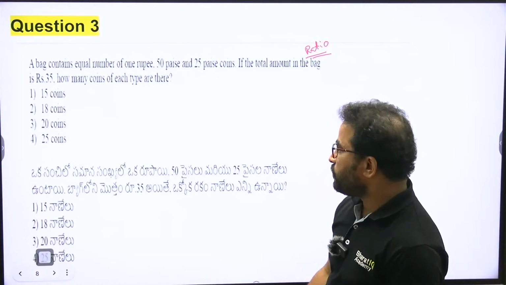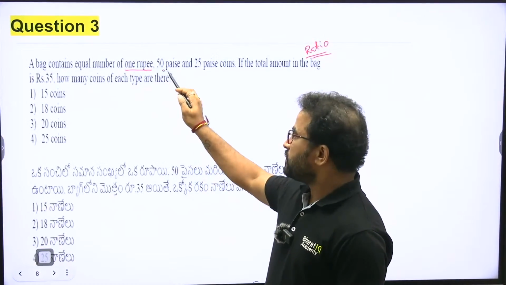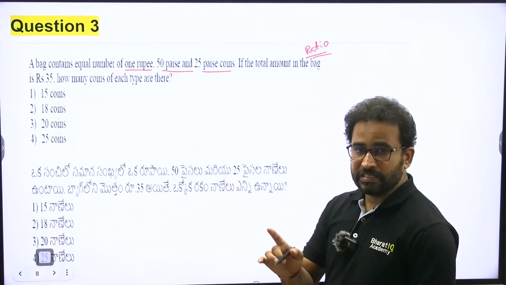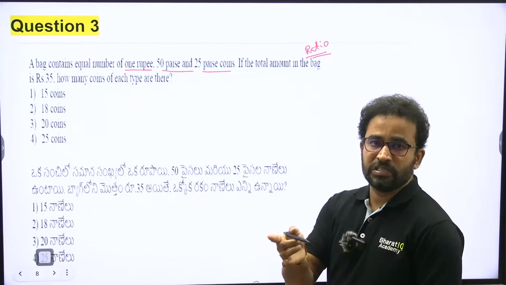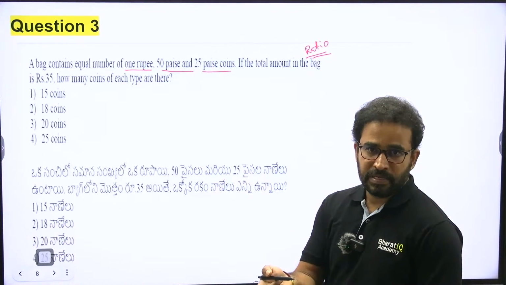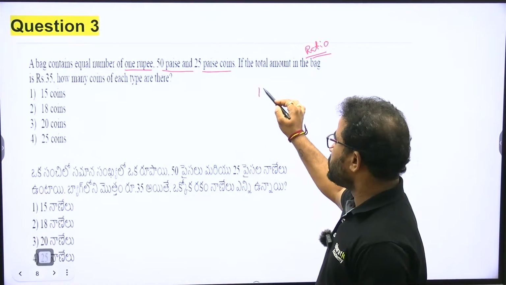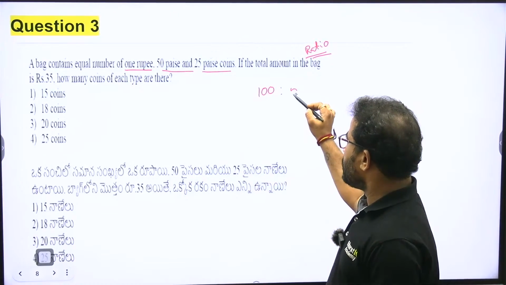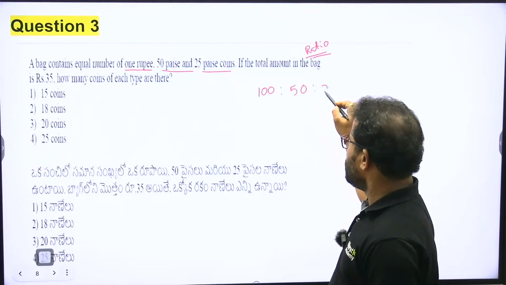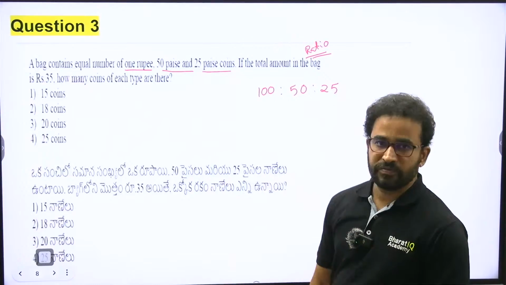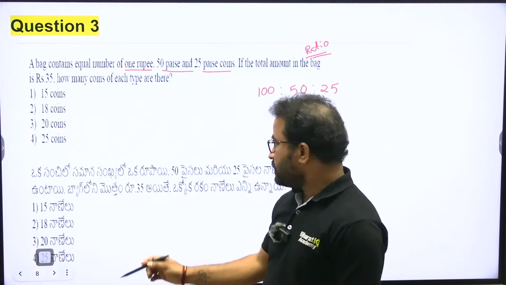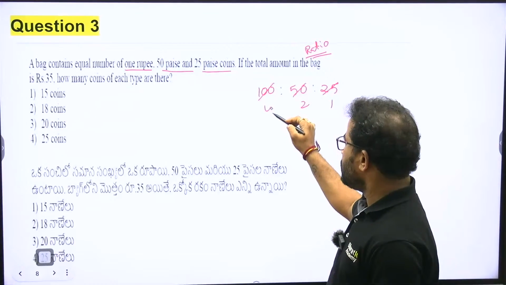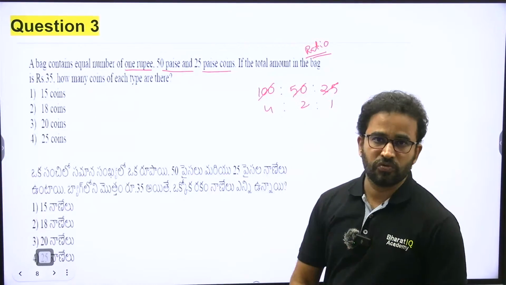Whenever a question gives 1 rupee, 50 paisa and 25 paisa, you can convert each into the same type. Ratio is nothing but comparison of the same type. 1 rupee is equal to how many paisa? 100 paisa. And 50 paisa is already given. 25 paisa is 25. Now you can cancel these terms. 25 ones are 25, 25 twos are 50, 25 fours are 100. Now the ratio is 4 : 2 : 1.